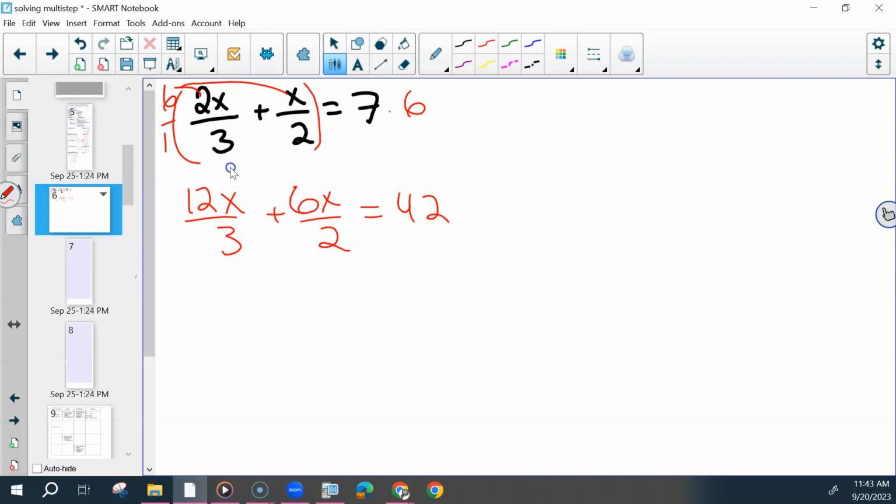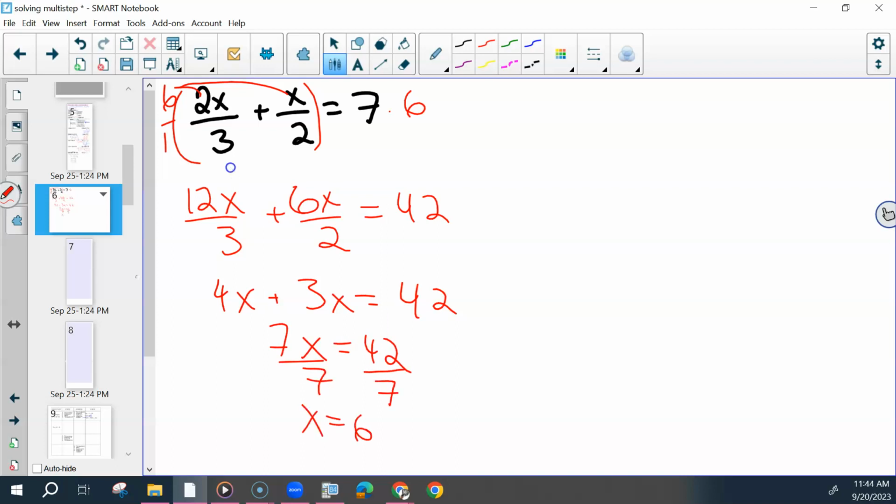Now we still have fractions, but not for very long, because we can simplify these to get 4x plus 3x. Now the fractions are gone. You can combine like terms and do it. So you get the same thing, just in a different method. Whichever method makes more sense to you, use that if you see a problem like this in the future. Questions on this?